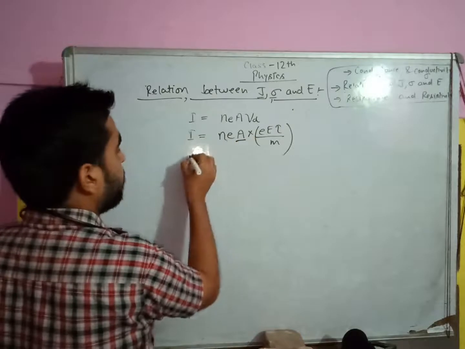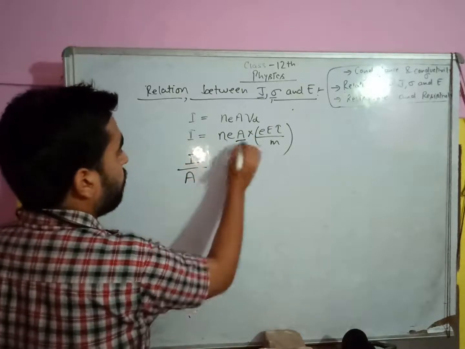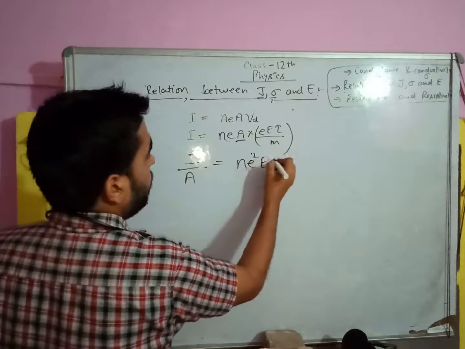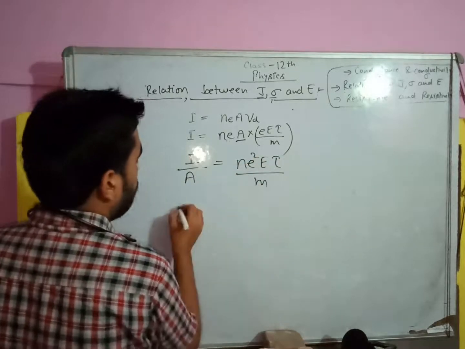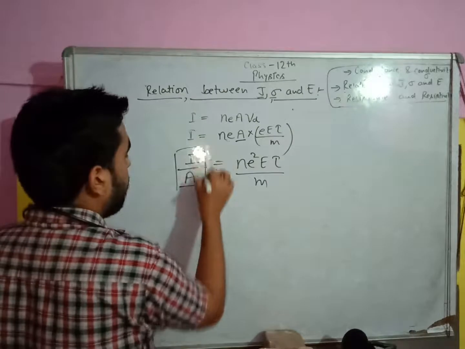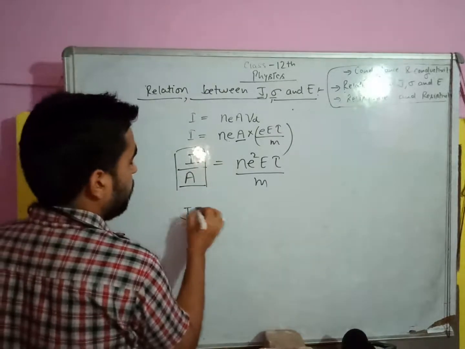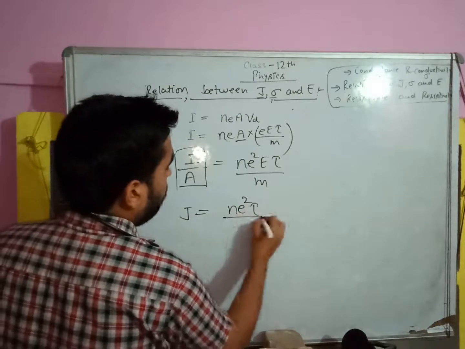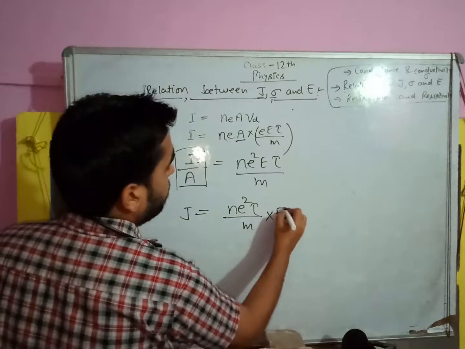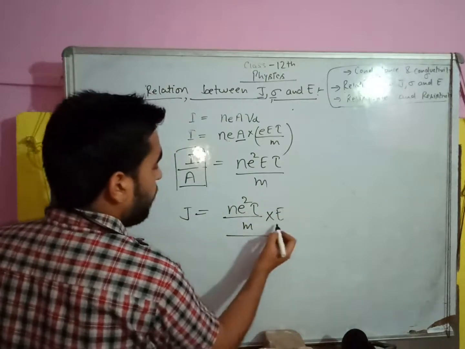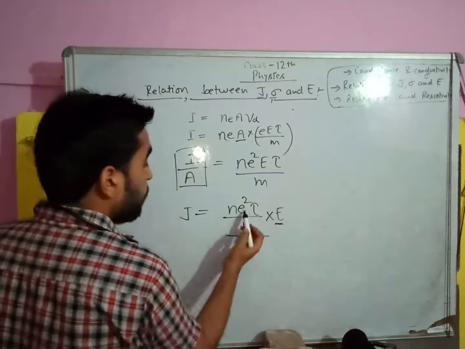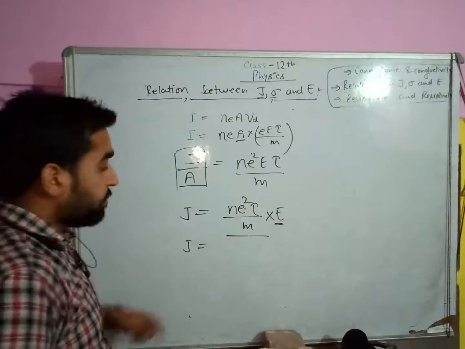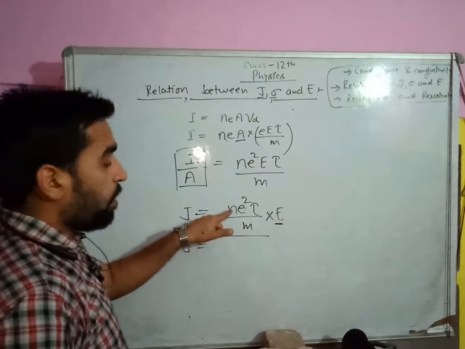Now, if I take A on the denominator, I upon A is equal to n e into e E tau upon m. So I upon A is actually current per unit area, which is J. So J is equal to n e square tau upon m times E. If you consider sigma here and E as here, this is actually the reciprocal of resistivity. Resistivity is m upon n e square tau.